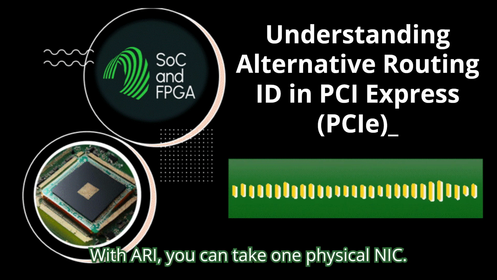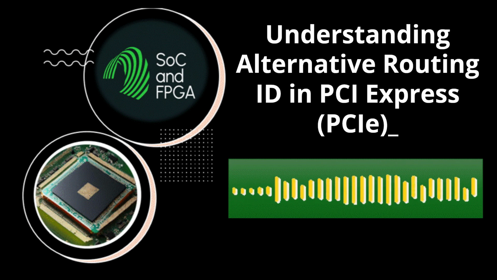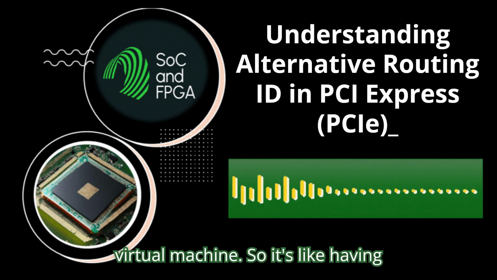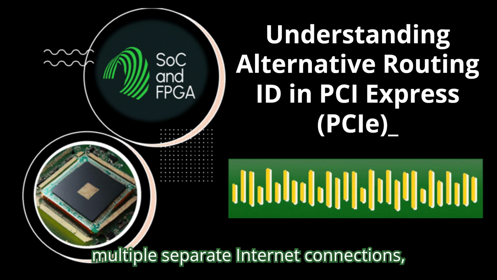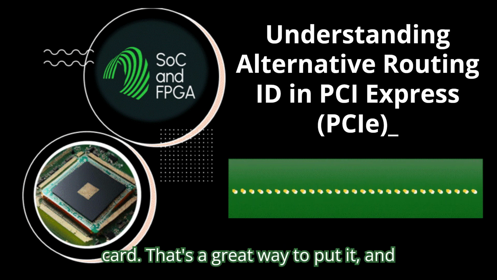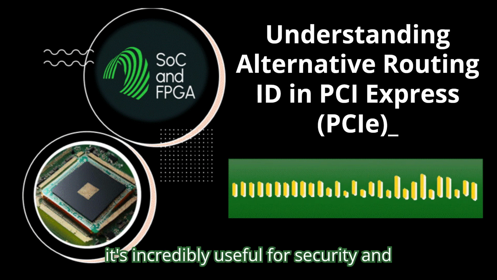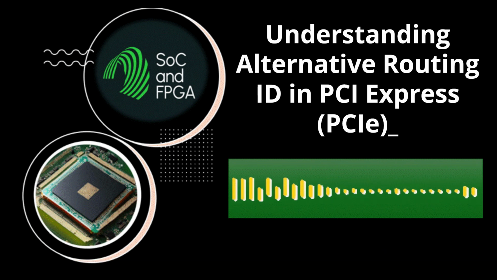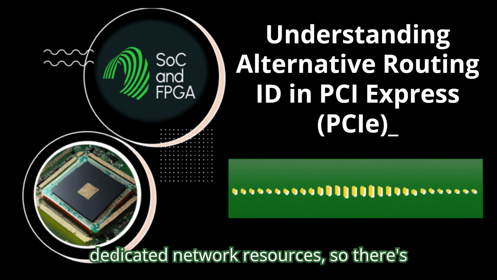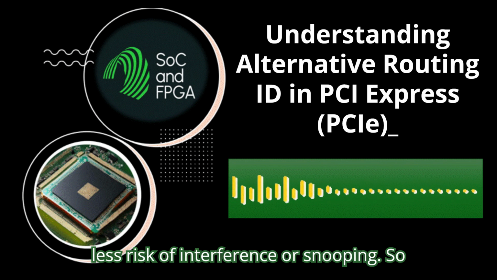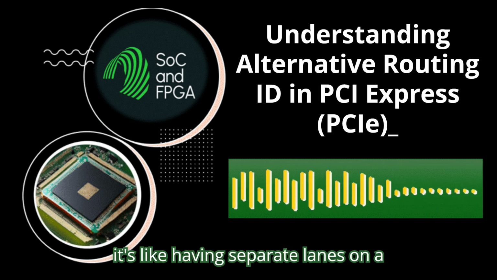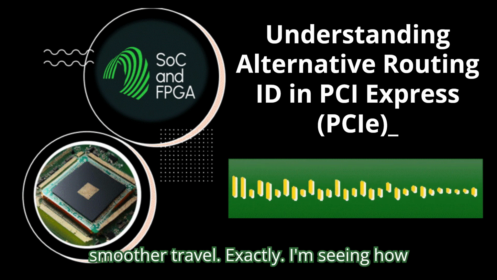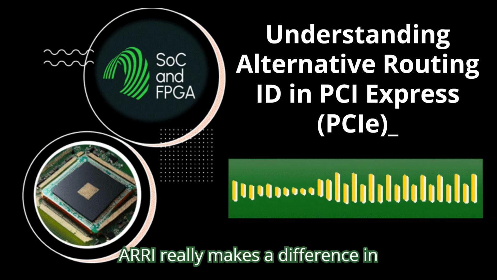Exactly. With ARI, you can take one physical NIC and split it up into multiple virtual NICs. Okay. Each one assigned to a different virtual machine. So it's like having multiple separate internet connections, even though there's only one physical card. That's a great way to put it, and it's incredibly useful for security and performance in virtualized environments. Now, each virtual machine gets its own dedicated network resources, so there's less risk of interference or snooping. So it's like having separate lanes on a highway. Yes. Less traffic jams and smoother travel. Exactly. I'm seeing how ARI really makes a difference in everyday computing.